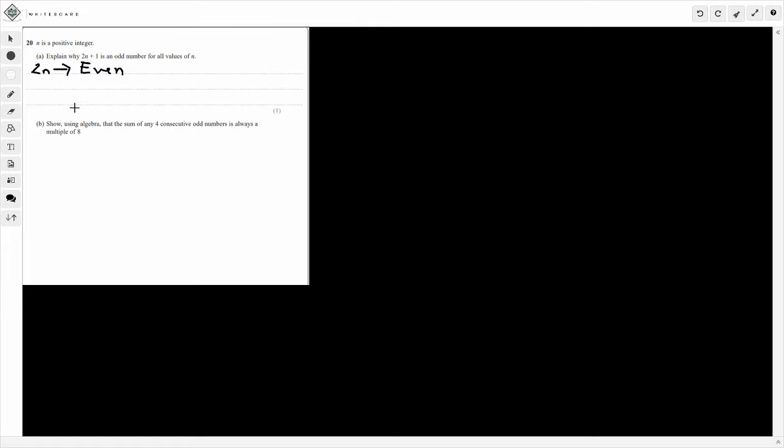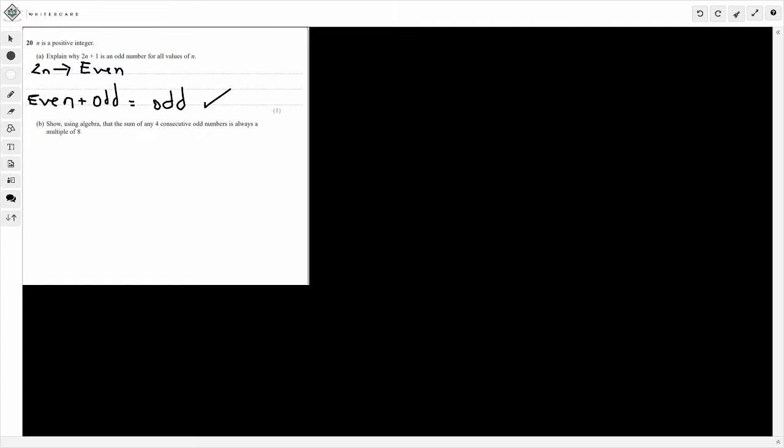Always even. So therefore, when you add an odd number to this, it's going to come out odd, right? Even plus odd is odd. That's why this works. So even plus odd gives us an odd number. And obviously 1 is an odd number, so that's why that works. So that's that part done. And that's basically the general idea. You've got to explain why that concept works.